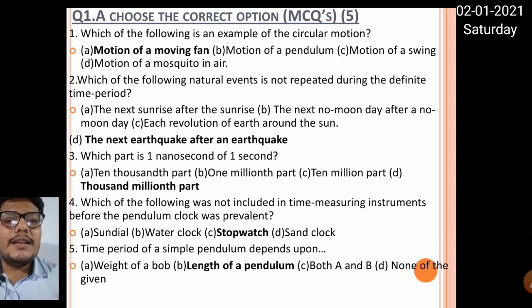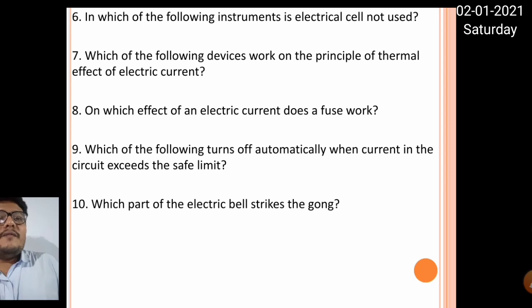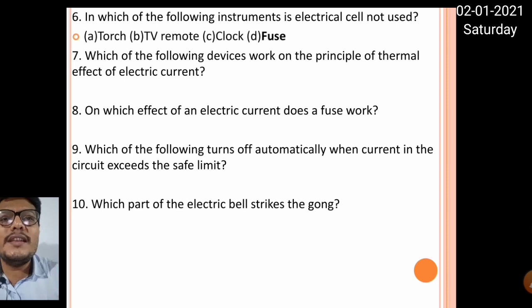Okay. Let's see number 6 here. In which of the following instruments is an electric cell not used? In which is the cell not used? In a torch we are using it, in a TV also, in a clock also we are using it. Only the fuse is the one in which we are not using a cell.